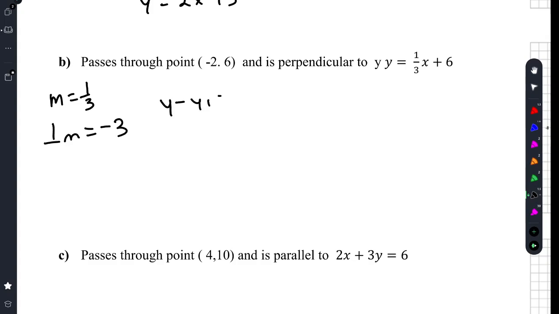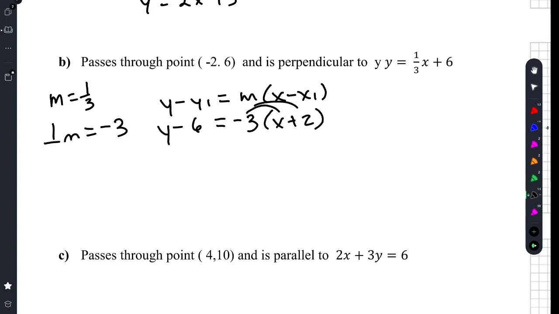Y minus y1 equals m times x minus x1. Y minus 6 equals negative 3 times x plus 2. Distribute the negative 3, so we get negative 3x minus 6. All right, plus 6 plus 6. We get y equals negative 3x.